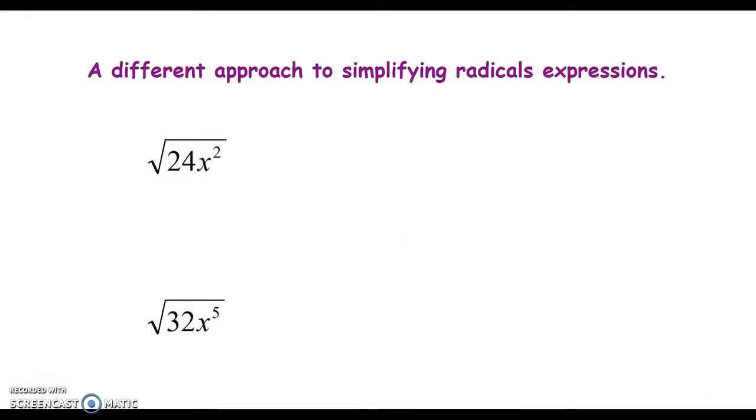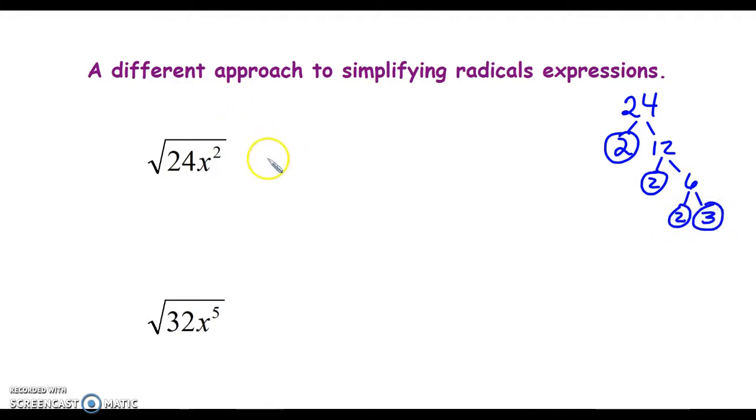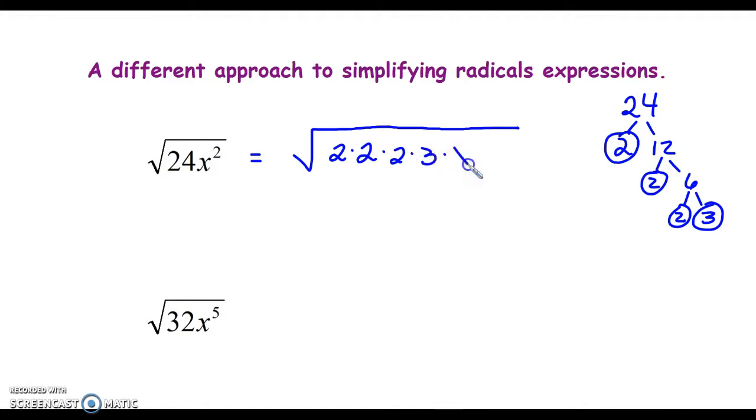Okay, let's try these two. I've thrown in some variables. Prime factorization of 24. Well, 24 is divisible by 2. That's 12. 12 is divisible by 2. Even numbers are all divisible by 2. That's 6. 6 is divisible by 2, and you get 3. Okay, so writing this out in expanded form, under the radical sign, we have 2 times 2 times 2 times 3 times x times x.